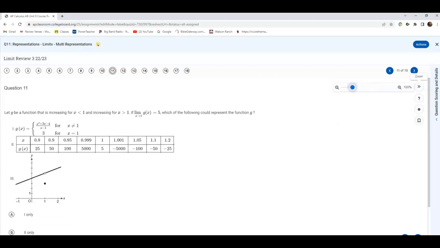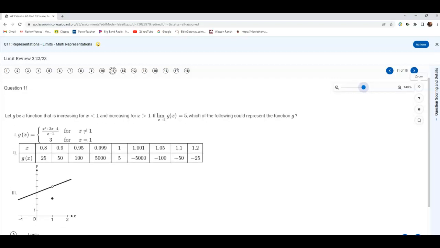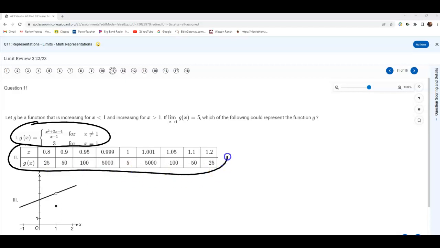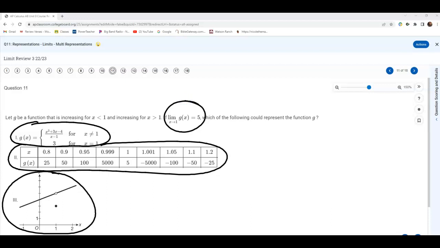Let's shrink this up a bit. All right. So in this problem, they're giving me 3 representations of a function. They give me a piecewise function. They give me a table. And they give me a graph. Currently, they're asking me which of these representations can be the function g of x provided that the limit of g of x is 5 as x approaches 1.